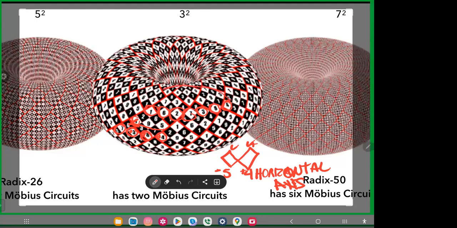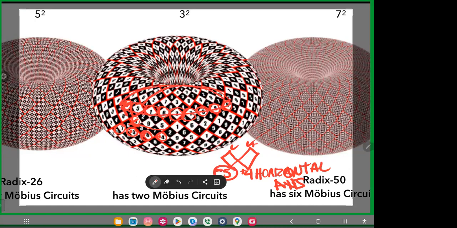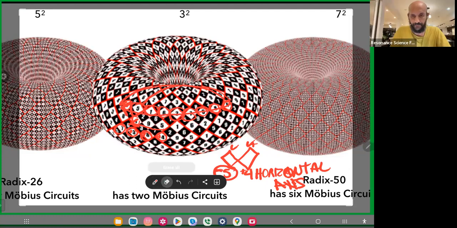Eight times 4 equals 32 equals 5. 9 times 4 is 36 equals 9. Every time I add another tile, I'm multiplying multiples of 4. These are the multiples of 4, the 4 times table, on the horizontal axis.